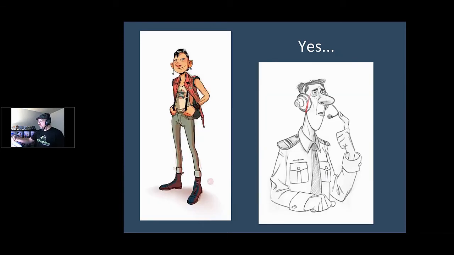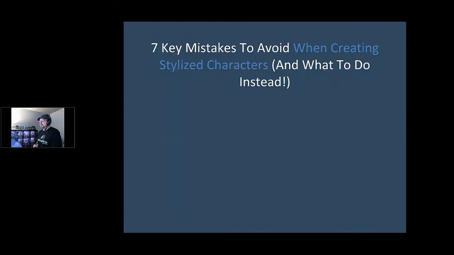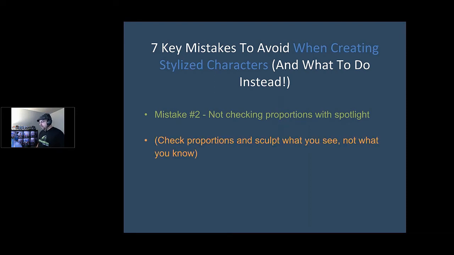You can see way more information in here as far as the forms and the volumes and the silhouette and stuff like that. These are all great concepts, but when you're first starting out, pick a concept with a 3/4 view. Okay, second mistake, not checking proportions with Spotlight. So you need to make sure you check your proportions and sculpt what you see, not what you know.